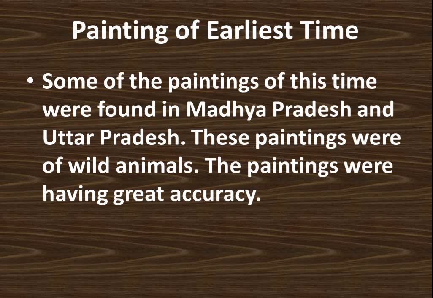Now, paintings of the earliest time: what type of paintings were people of the earliest time making? Some of the paintings of this time were found in Madhya Pradesh and Uttar Pradesh on cave walls, in the caves. These paintings were of wild animals. Most of the painters were basically painting wild animals. The paintings had great accuracy.